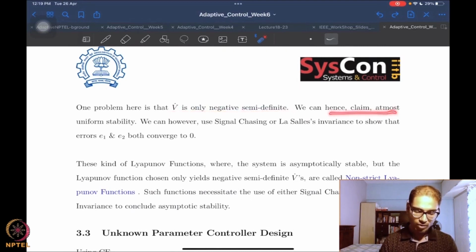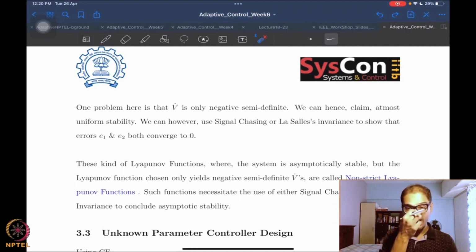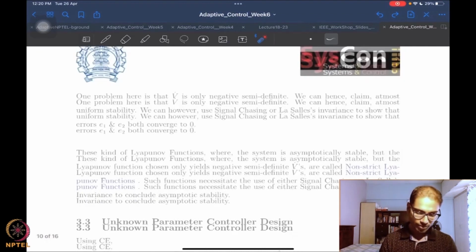So we can at most claim uniform stability from the standard Lyapunov theorems. But then we can use signal chasing or LaSalle invariance, so either one of them, to show that both errors converge to zero. On top of uniform stability, we can also obtain convergence by either using LaSalle's invariance principle or by using signal chasing and Barbalat's lemma. All right, so we have done this. Again, for those who do not remember, I strongly urge you to go back and revise this material. So great.